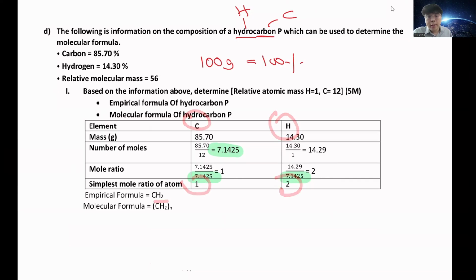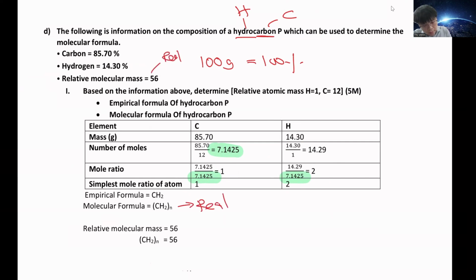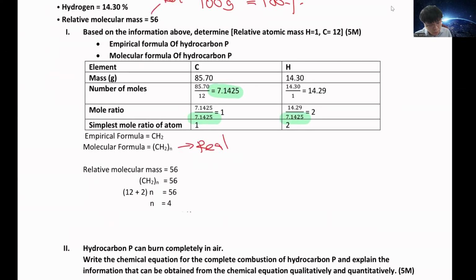So CH2. Then from empirical to molecular, you just bracket n because you don't know what the actual number is. So you bracket n. And then we know that the actual mass, the relative molecular mass, is 56. So I put in my real formula and my real mass, and put them together. So carbon is 12, hydrogen is 2. I substitute in, and I will get 14n equals 56. So n will equal 4. Then put this 4 back to here.